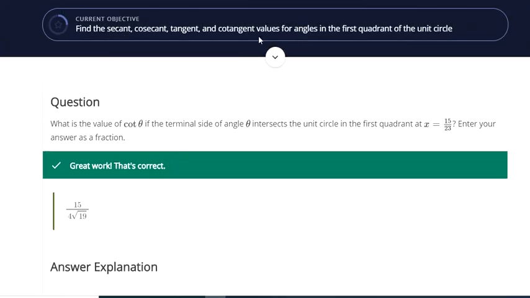Okay, so when you do these problems with secant, cosecant, tangent, it's the same type of thing. Just use those definitions I talked about at the beginning of the video.